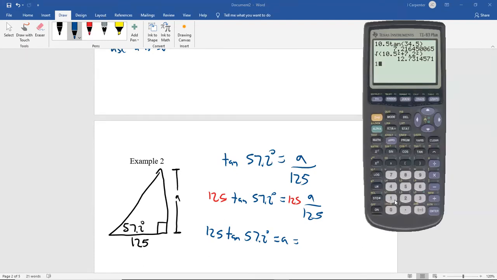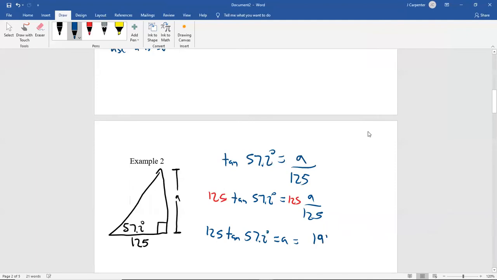So 125 times the tangent of 57.2. I already put myself in degrees earlier, so I know I'm still in degrees. I trust myself. And we get 193.96 blah, blah, blah, which rounded to the nearest tenth, we look at the six, so we round up, so that 9 becomes a 10. So rounding to the nearest tenth, we get 194.